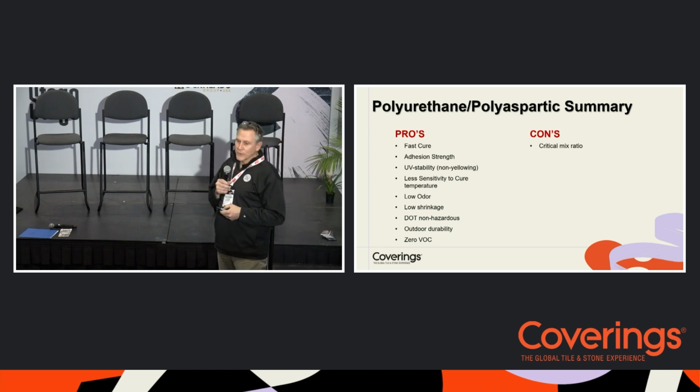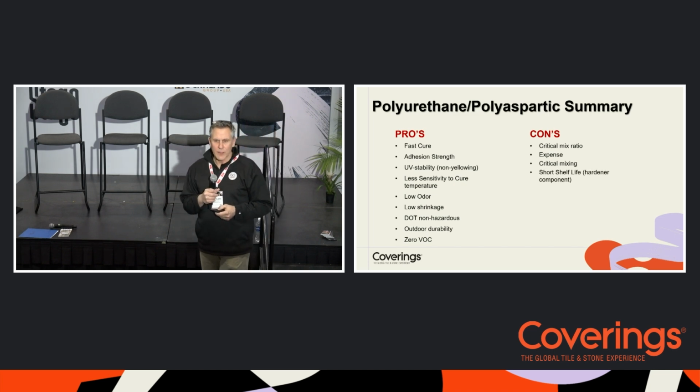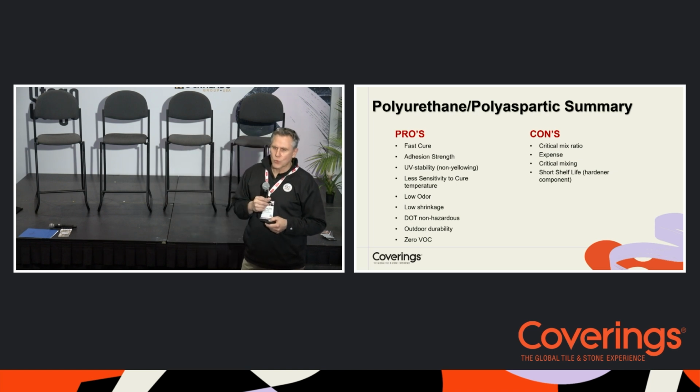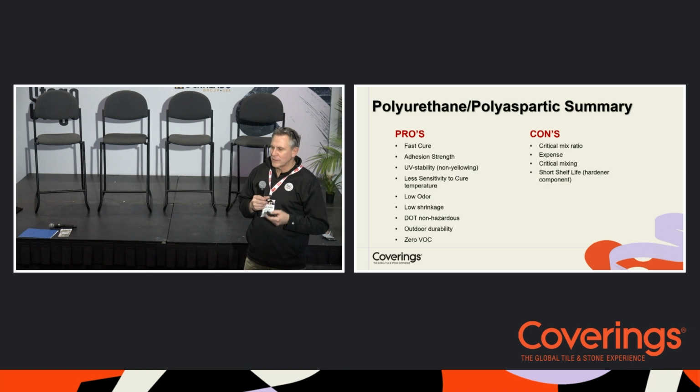Cons are its critical mix ratio again. You don't want to deviate from the mix ratio. Expensive. Critical mixing. Shelf life: generally, it's not quite as sensitive as some of the polyesters on the market. We usually get about a year and a half out of a cartridge system shelf life. If you have it in a can and you're opening and closing it, you're introducing moisture to it. If you're not moving through that product very well, you want to store that in a cooler area.